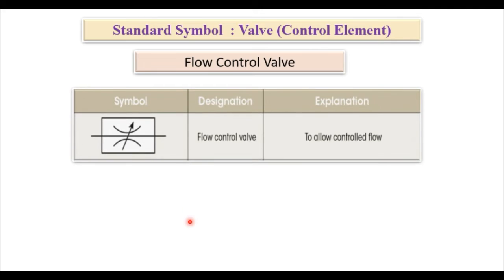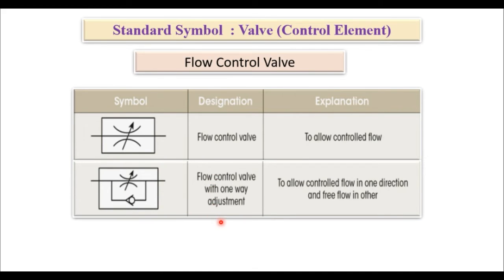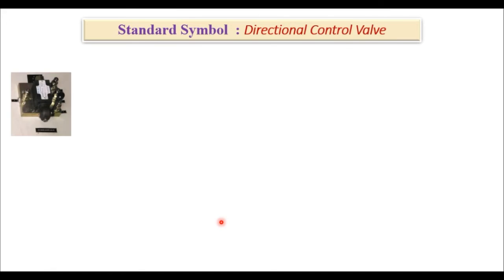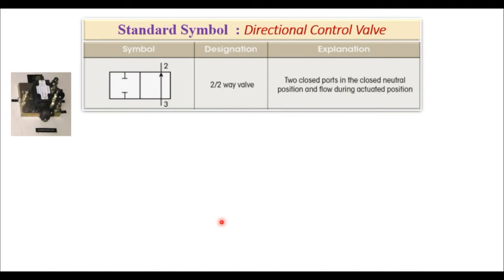Flow control valve, to allow control of flow. This is the symbol. Now flow control valve with bypass check. Standard symbol, direction control valve, 2 by 2. What is a 2 by 2? There are 2 squares, meaning 2 positions, and the other 2 represents 2 ports. 2 position, 2 port DCV.